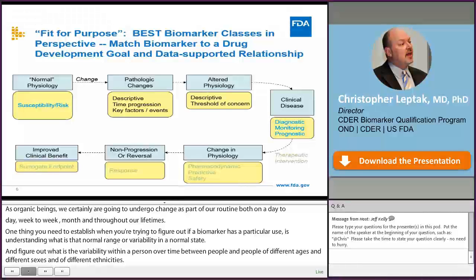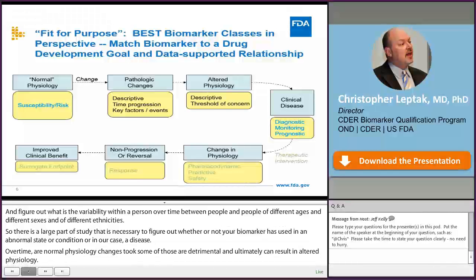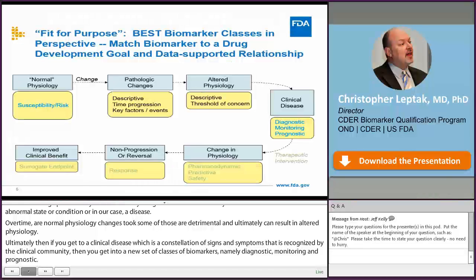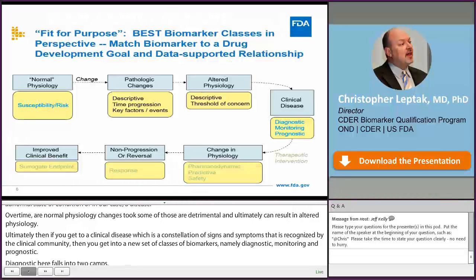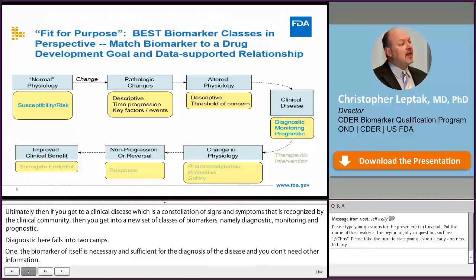Over time, our normal physiology changes. Some of those changes are detrimental and ultimately can result in altered physiology. Ultimately, then, if you get to a clinical disease, which is a constellation of signs and symptoms that's recognized by the clinical community, then you get into a new set of classes of biomarkers, namely diagnostic, monitoring, and prognostic. Diagnostic here falls into two camps. One, the biomarker in and of itself is necessary and sufficient for the diagnosis of the disease, and you don't need other information. More likely than not, we also think of diagnostic as a lowercase d, if you will, in that the biomarker information is diagnostic when it's used in combination with other signs, symptoms, or even other biomarkers. So it's one component of the overall diagnosis.